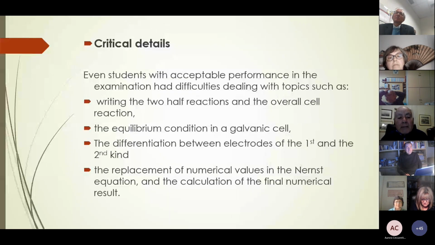Critical details here: even students with acceptable performance in the examination had difficulties dealing with topics such as writing the two half reactions and the overall cell reaction, the equilibrium condition in a galvanic cell, where the potential difference value is 0, the differentiation between electrodes of the first and the second kind, and the replacement of numerical values in the Nernst equation in the calculation of the final numerical result.